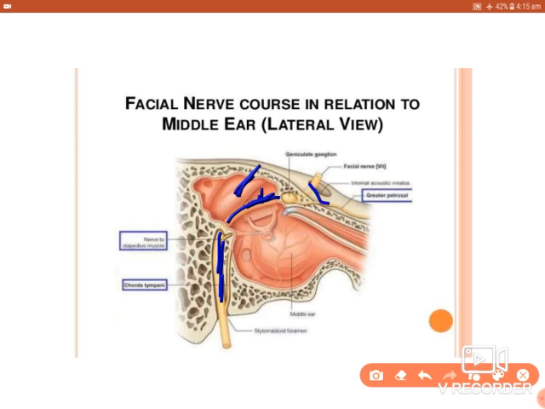So this is the internal auditory meatus or acoustic meatus through which the facial nerve is entering the middle ear. This is the oblique course, this is the vertical course, and it exits to the exterior of the skull through the stylomastoid foramen. Here in the posterior wall, you can see the facial nerve is also there. Then the prominence of the lateral semicircular canal.